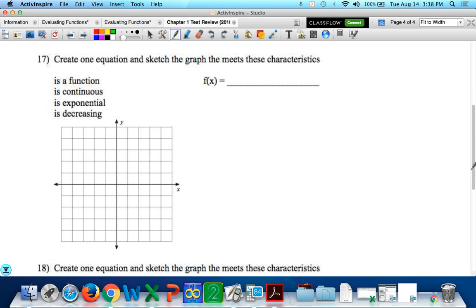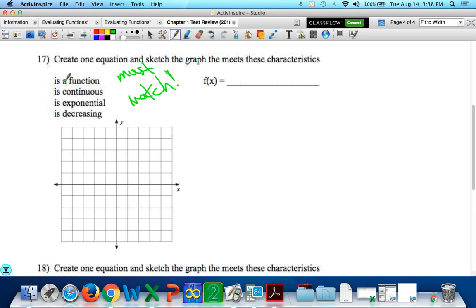17 and 18 are extremely important questions. They're going to be worth more than the rest of the questions on the test because they require you to do two things. And these two things must match. Okay? What do I mean by that?